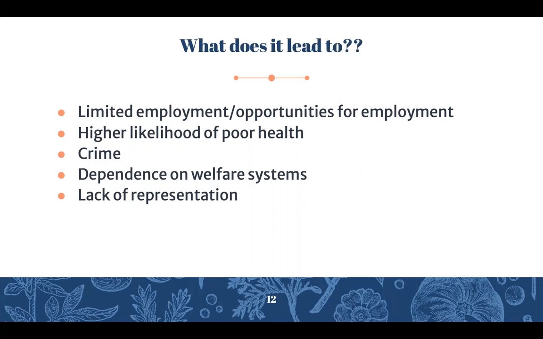With no employment options, individuals will often turn to crime just to make ends meet. In countries like the United States, there is a higher dependence on welfare systems. Illiteracy also leads to a lack of representation. A lack of education can have a major impact on an individual's voice and can leave them open for exploitation.